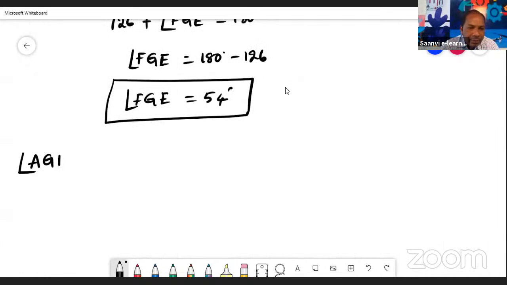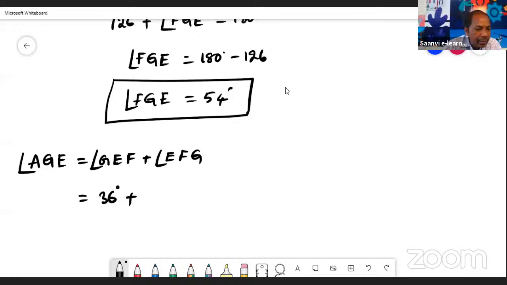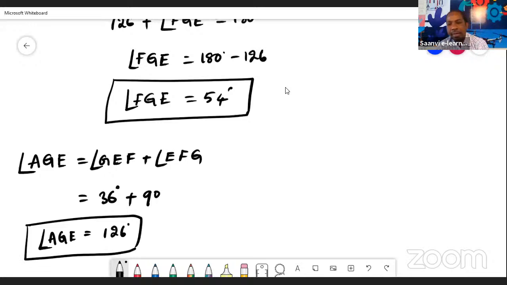So apply the exterior angle property here. Angle AGE is equal to angle GEF plus angle EFG. Angle GEF we have got 36 degrees, plus angle EFG is equal to 90 degrees. So how much total? 126 degrees. What angle is it? Angle AGE. Now we have got three angles.